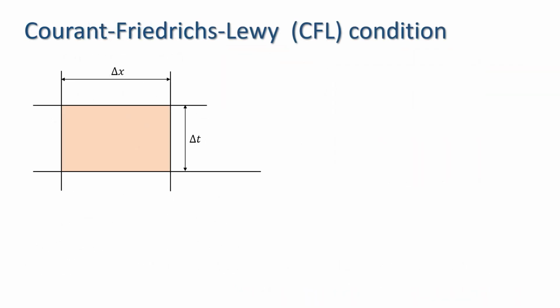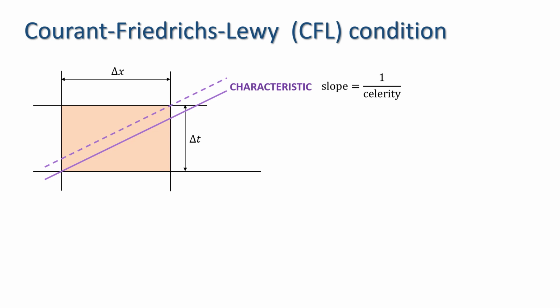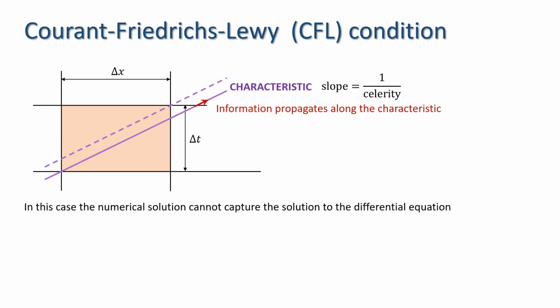We turn our attention now to the Courant-Friedrichs-Lewy condition, or CFL condition. We know that hyperbolic partial differential equations have characteristics in the xt plane which have a slope of 1 over the celerity. We also know that information propagates along the characteristic. In the case illustrated here, the numerical solution is unable to capture the solution to the differential equation because the characteristic is not contained within the computational cell.